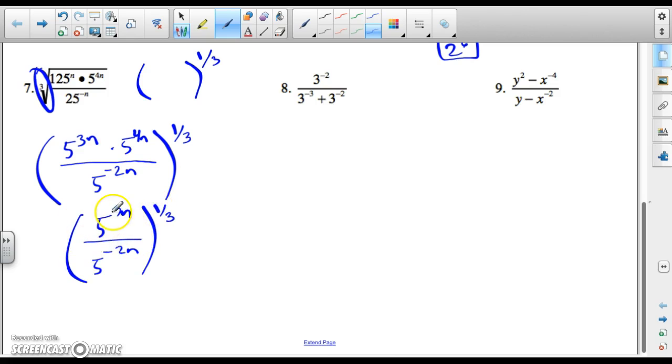When we divide exponents, we're really subtracting those powers, so 7n minus negative 2n, that's the same thing as 7 plus 2n. So we're going to get 5 to the 9n to the 1/3 power. 9n times 1/3 is going to give you 5 to the 3n power.